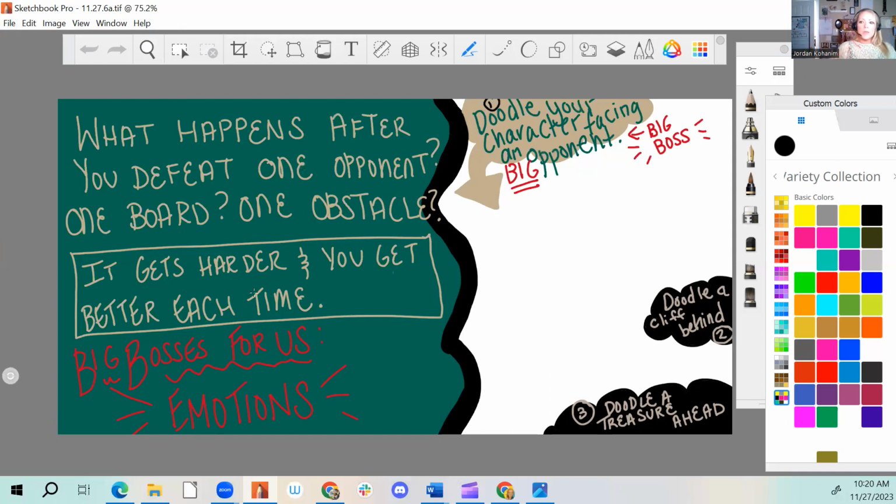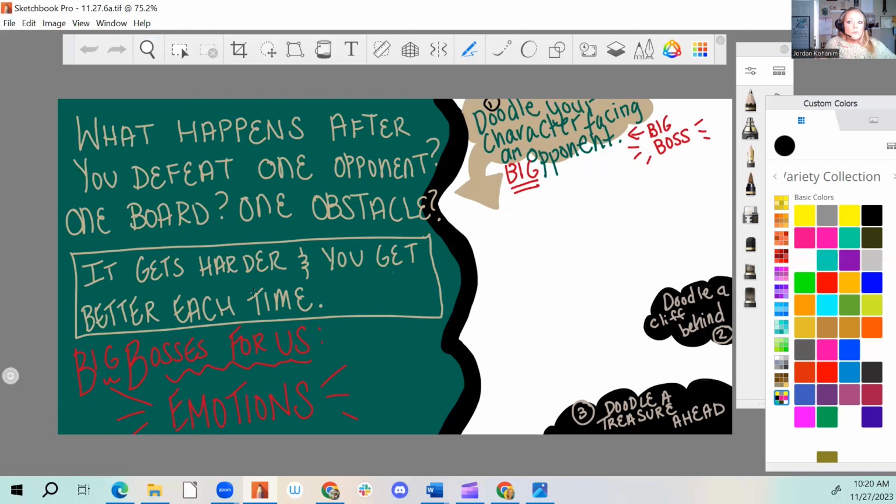Once you've defeated that big opponent, is the game over? Are you done? And the answer, of course, is no, right? It gets harder and harder each time. But just like a video game, you get more skills and you also get more stuff. You also get more things that you put in your backpack. You get more swords, you get more ways that you can defeat those opponents. So like a video game, it never quite ends when it comes to doing those things and completing them.